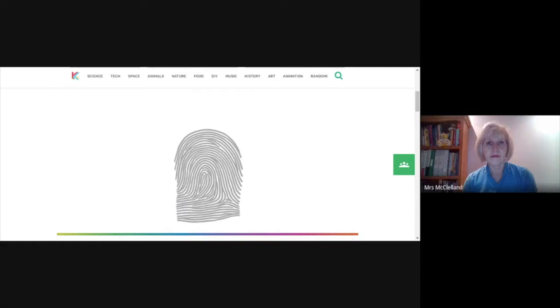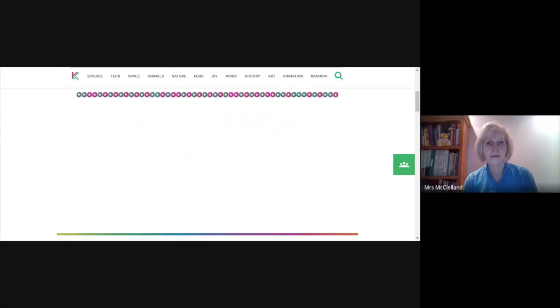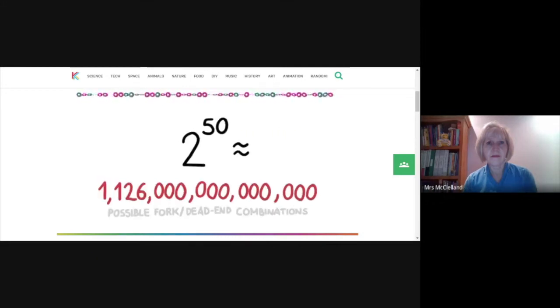The average person has around 50 forks or dead ends at different places on each fingerprint. Even if you oversimplify things, ignoring position and so on, and just think of each of these points as an independent coin flip between fork and dead end, there are more than a quadrillion different possibilities for fingerprints.